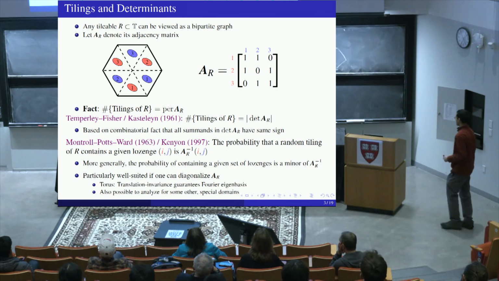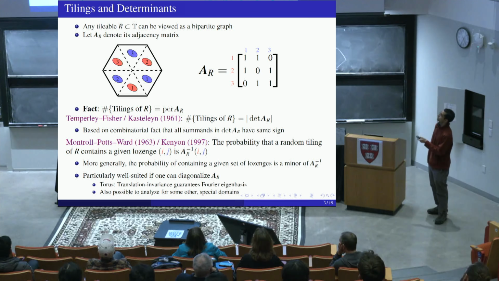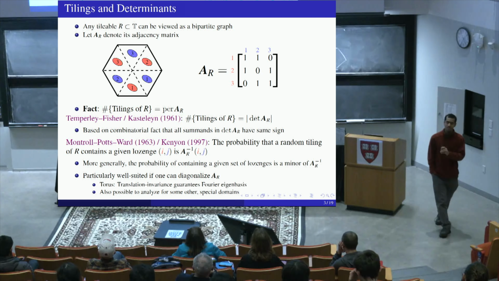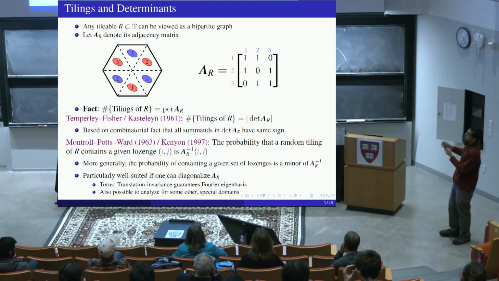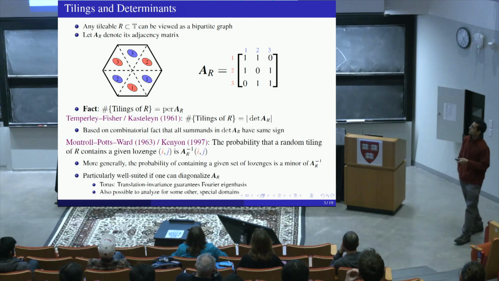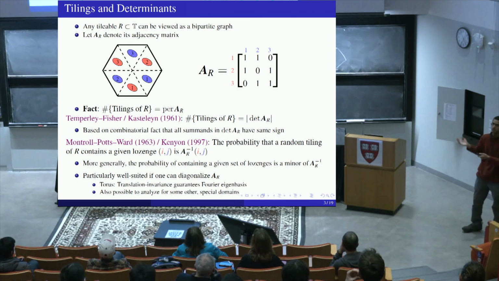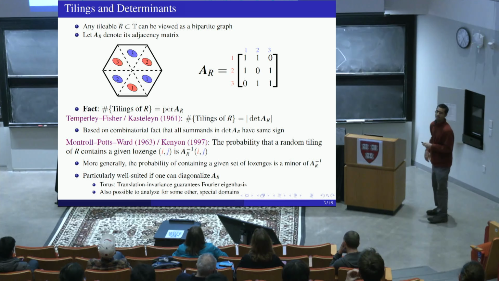And a basic fact is that the number of tilings of your domain is the permanent of this matrix. This is not a particularly deep fact. It's basically just by definition of the permanent. Any summand in the permanent gives rise to a perfect matching of red and blue vertices, which is by definition a tiling.